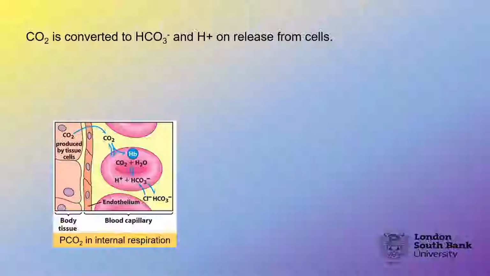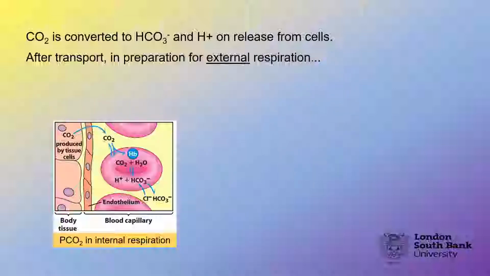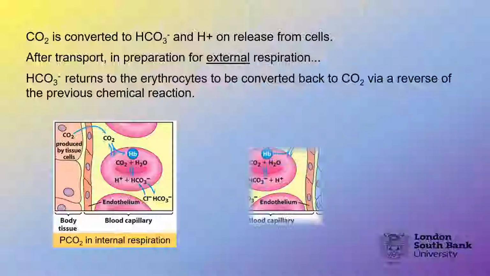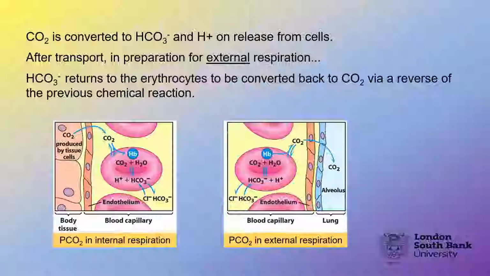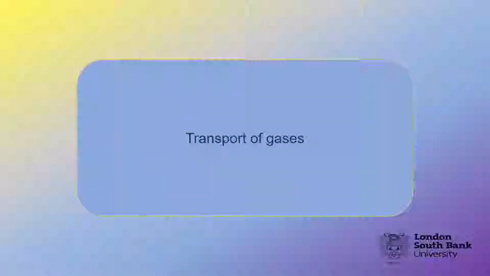So we've just seen that carbon dioxide is converted to bicarbonate and protons on release from the cells during internal respiration. After transport as bicarbonate, in preparation for external respiration, the bicarbonate returns to the erythrocytes and is converted back to CO2 via the reverse of the previous chemical reaction. Okay, so let's look at the transport of those gases.